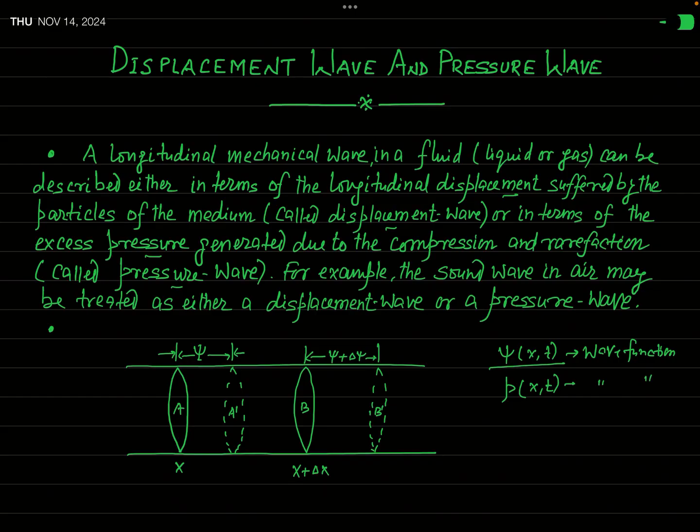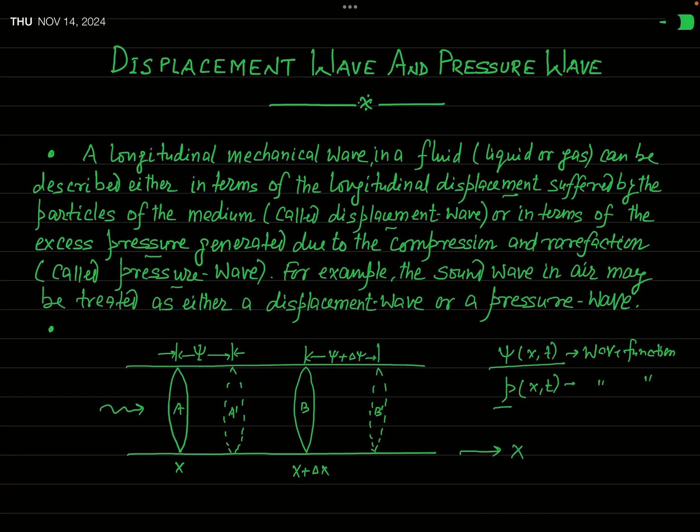So you can say that the longitudinal mechanical wave can be described in terms of two types of wave functions. The first wave function is the displacement psi of the particles of the medium, and another is the excess pressure developed in the medium. How these two descriptions are related to one another, and which description is more appropriate, we will see in this lecture. For this, let us consider that a longitudinal mechanical wave is moving through a medium, and that medium must be a liquid or a gas, or you can say a fluid. And we consider that this mechanical wave is going in x direction.